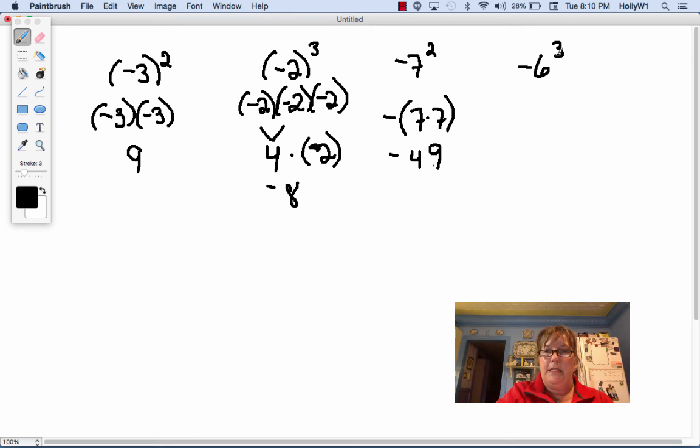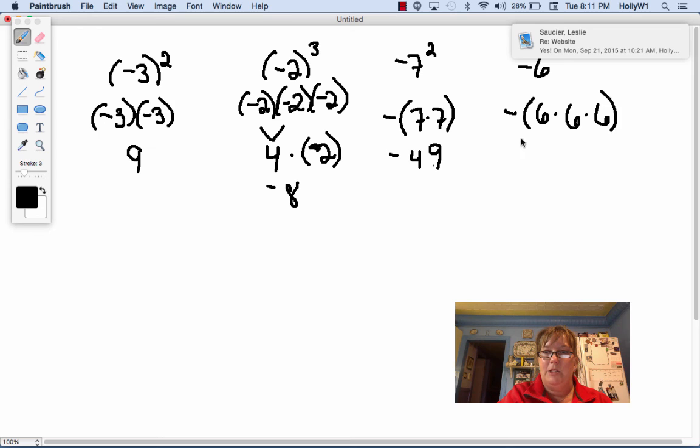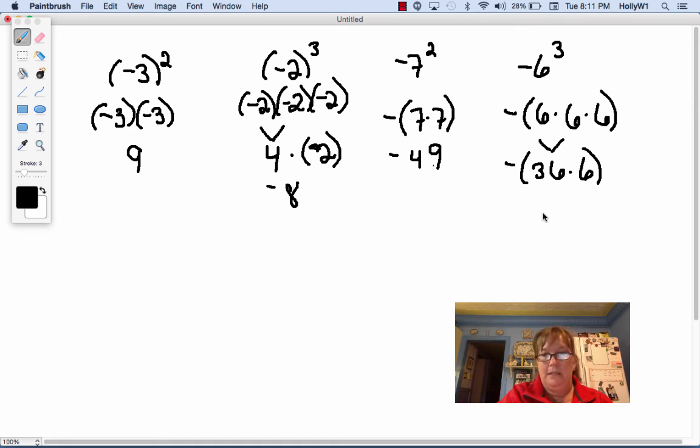All right, going over to this, again, the 3 touches the 6, so it's negative. Oops, Mrs. Saucier just emailed me. Wait for that to go away. So it's negative 6 times 6 times 6, because it is cubed. 6 times 6 is 36, times 6, which again, this is all negative. So 6 times 36 is 216, and the negative sign is out here. So that is how you do exponents with negative integers.